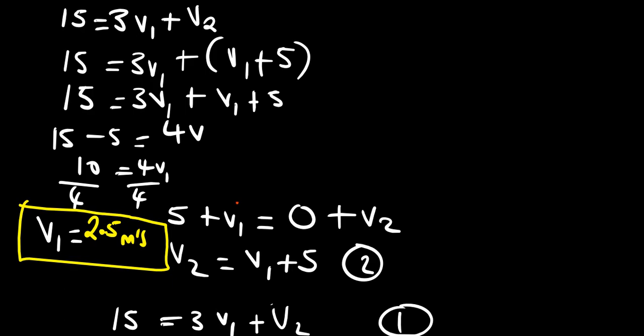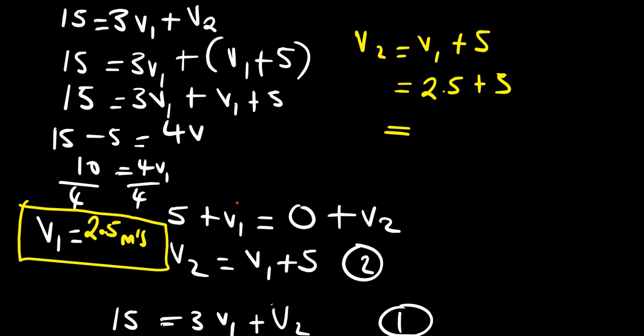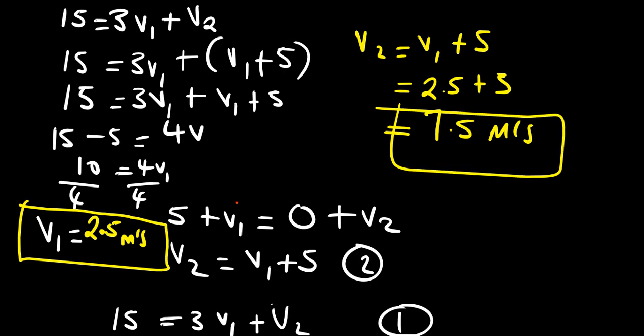What about the final velocity for the second ball? Now we said v2 is equal to v1 + 5. We've already found our v1, so we're saying 2.5 + 5. And when we add 2.5 + 5, what do we have? 2.5 + 5 is 7.5 meters per second. So this is the velocity for the second ball.